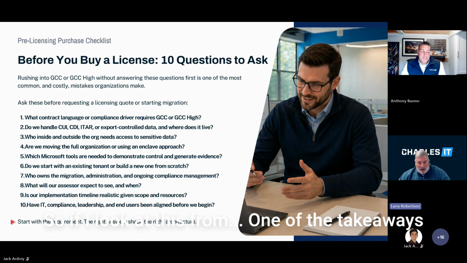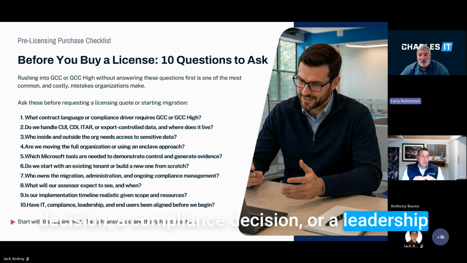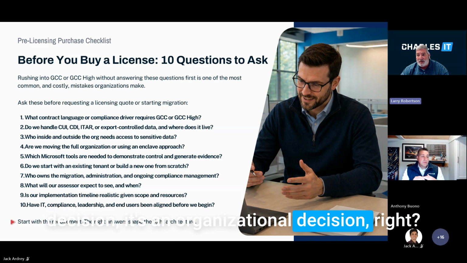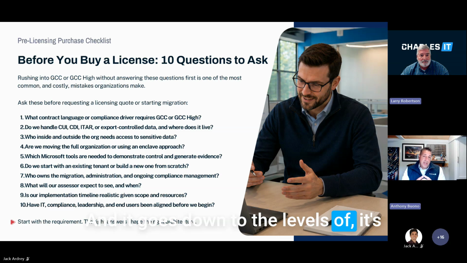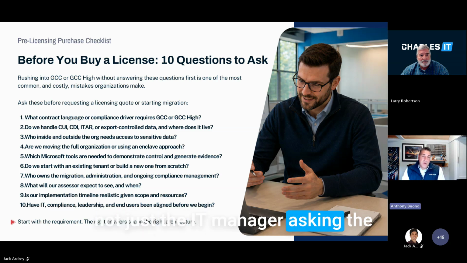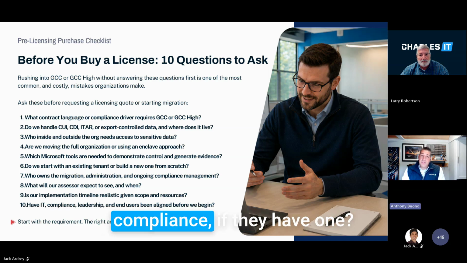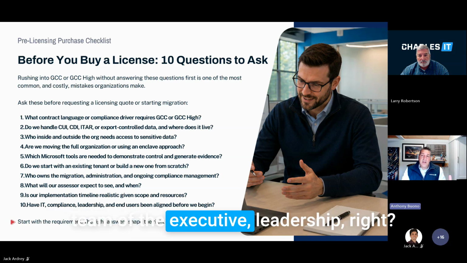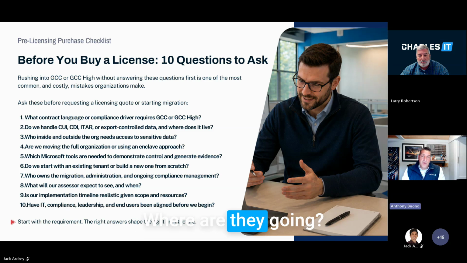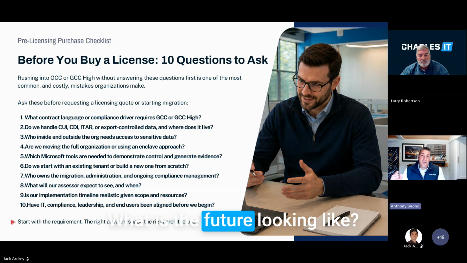So if I look at this, one of the takeaways is that it's not just an IT decision, a compliance decision, or a leadership decision. It's an organizational decision, right? It is. And it's not just the IT manager asking the question, it's the compliance team. How is this going to help with compliance, if they have one? What is the direction of the executive leadership team? Where are they going? What types of contracts are they going after? What is the future looking like?